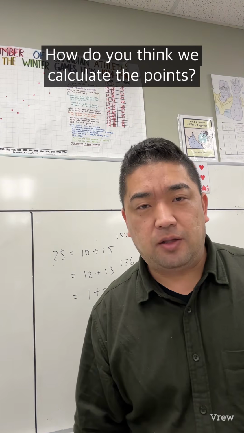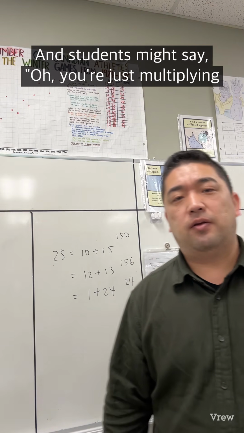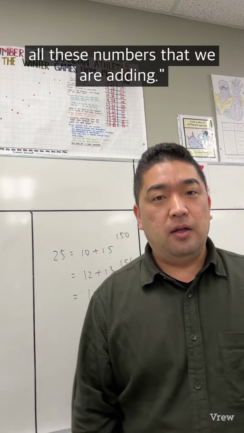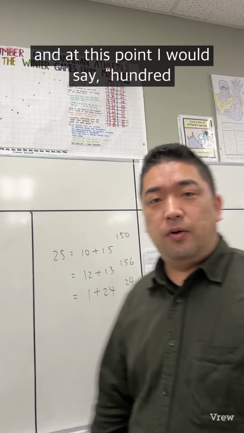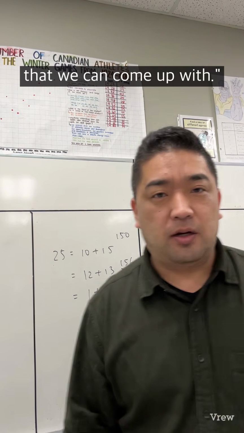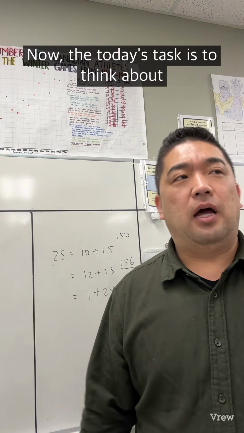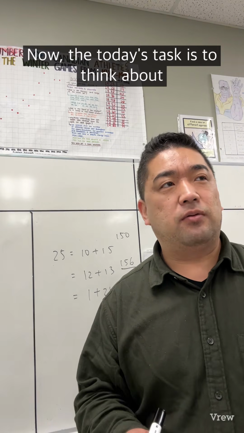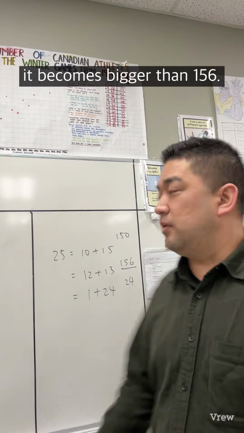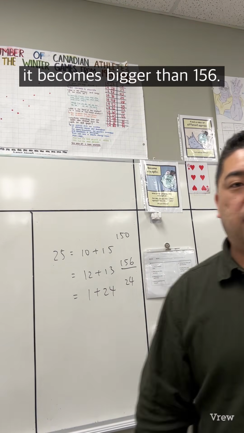How do you think we calculate the points? And students might say, oh, you're just multiplying all these numbers that we're adding. So that's how it goes. And at this point, I would say 156 is the highest points that we can come up with. Now, today's task is to think about how do we add numbers to 25 so it becomes bigger than 156.